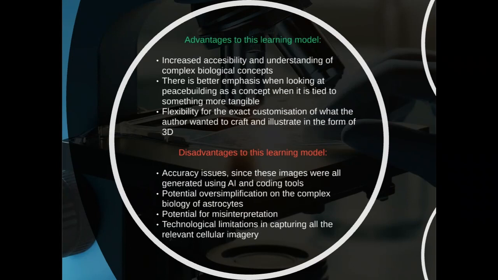And of course, oversimplification of the complex biology of astrocytes, but also oversimplification of peace building. It's never going to be as simple as just sit back and relax and tan in your garden and eat ice cream. So you really have to put it into perspective and analyze it depending on where you are, and put yourself in other people's shoes as well. There's also potential for misinterpretation, people might not be seeing the models in the way that I envisioned it, and technological limitations, as I mentioned, since AI is getting better every single day.